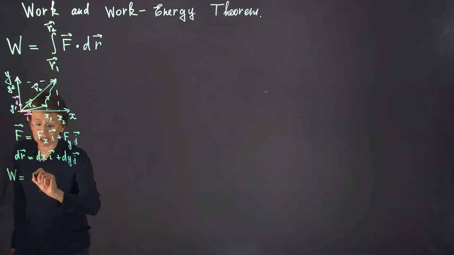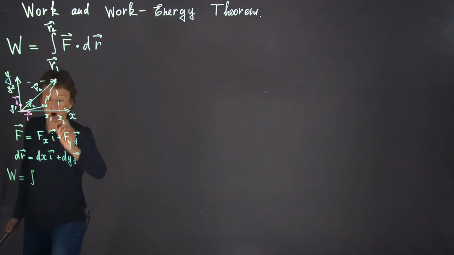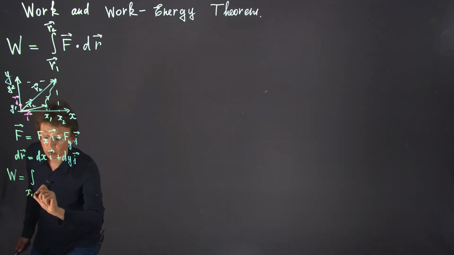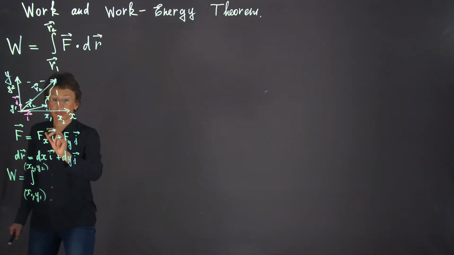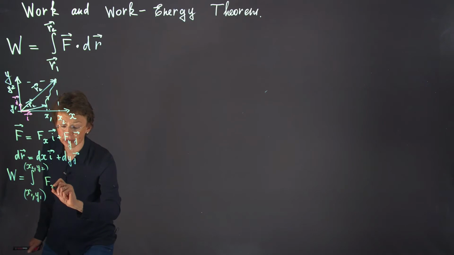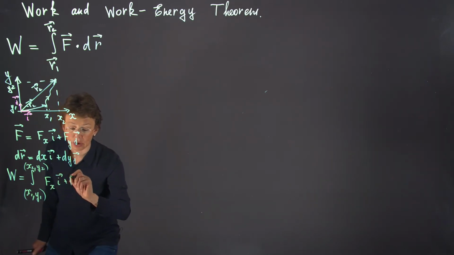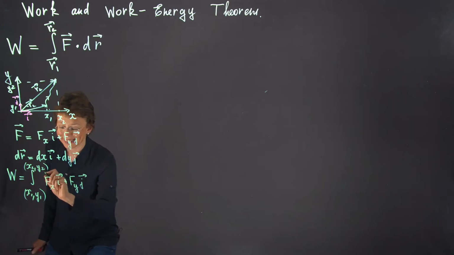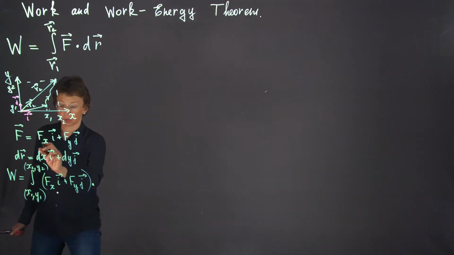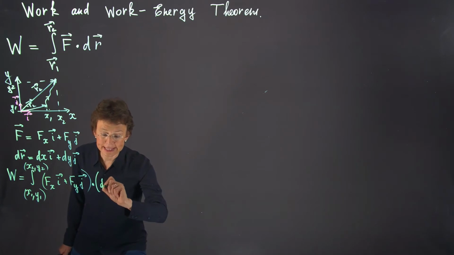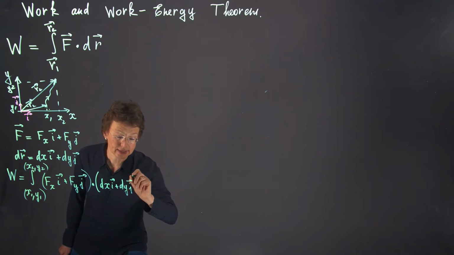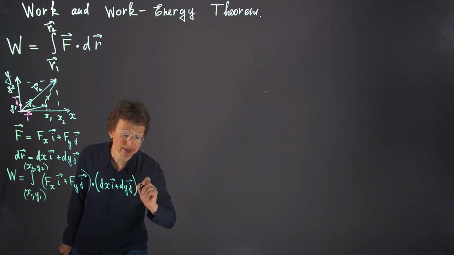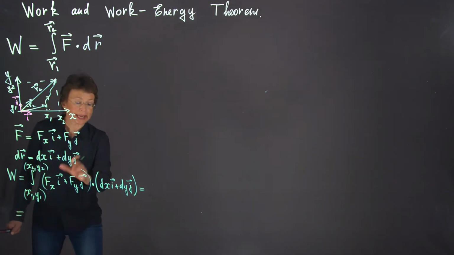Work is equal to the integral, where r1 is x1, y1 and r2 is x2, y2. And then I have F, which is Fx i plus Fy j, dot product with dr, which is dx i plus dy j, and this is equal to, let's take this dot product.